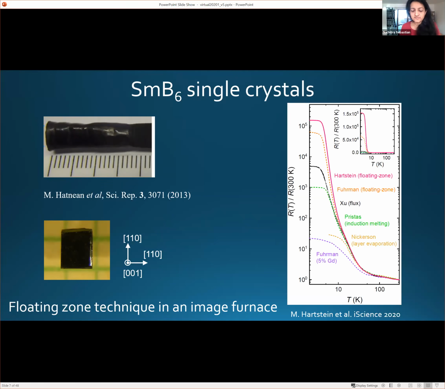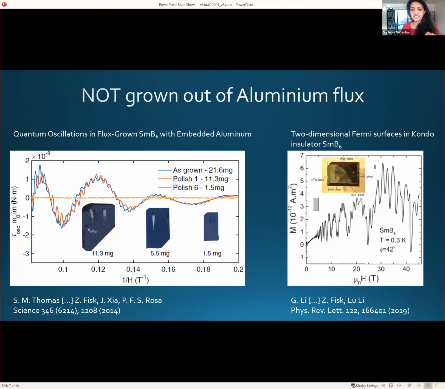I'm also going to give you the caveat that there is a lot of discussion about samples grown out of aluminium flux. These were grown by the group of Zach Fisk, and there were reports of 2D Fermi surfaces in these samples grown out of aluminium, and there are also reports that quantum oscillations can arise from the aluminium. I am only going to talk about samples grown by the floating zone method, and that discussion about any effects of aluminium, I will leave to those groups to clarify.